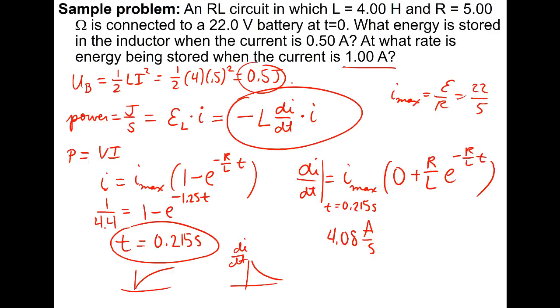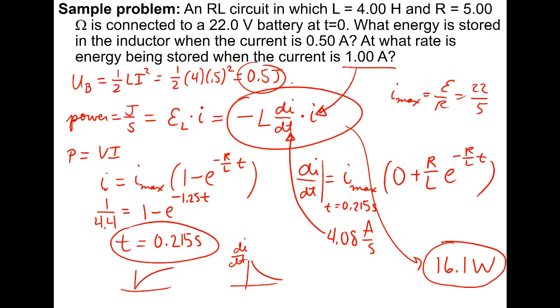So then this is pretty easy, okay? We can plug in that the current is 1 and di dt is 4.08 and L is 4, so that means that the instantaneous rate that power is being stored is about 16.1 watts. Okay? All right. So we don't really need to worry about the negative sign because that's kind of irrelevant for the amount of power. And that's pretty much it.